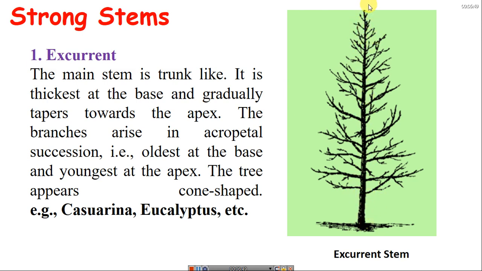Apex is the top. Okay, and the branches arise in acropetal succession. Acropetal succession means the older branches will be at the base and the younger branches will be towards the top. Okay, youngest will be on the top. The tree appears cone shaped or Christmas tree like. So the examples are casuarina and eucalyptus. So this is the excurrent type of strong stem.